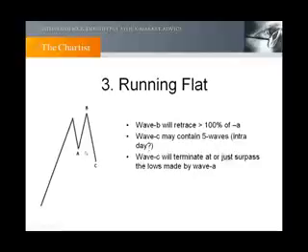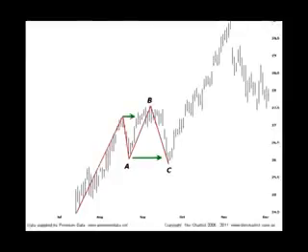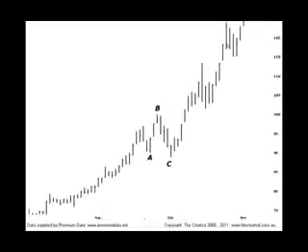A running flat, wave B runs a little bit higher than the prior high. Wave C runs a little bit lower. Now you can get running triangles as well. We actually highlight running triangles in the chartist occasionally, and they are also a very, very good pattern. But a running flat, just like a flat, is a very, very good trading pattern. A couple of examples. Wave B runs higher, wave C runs a little bit lower, and then off we go to the upside. Okay, so that's a running flat pattern.